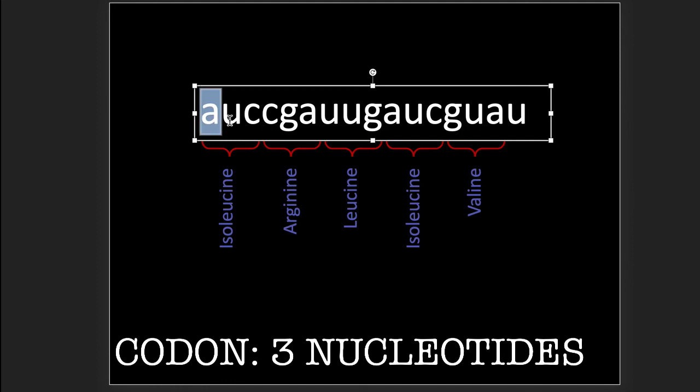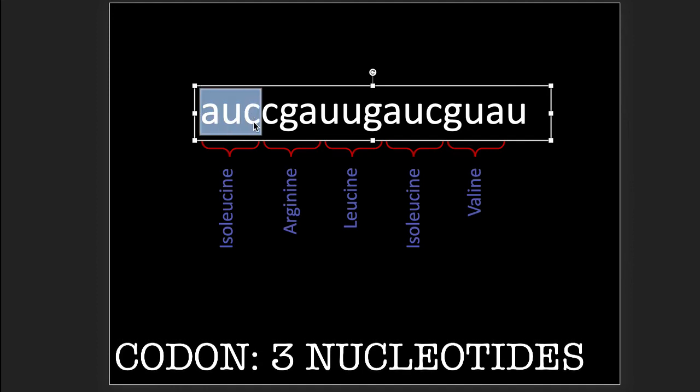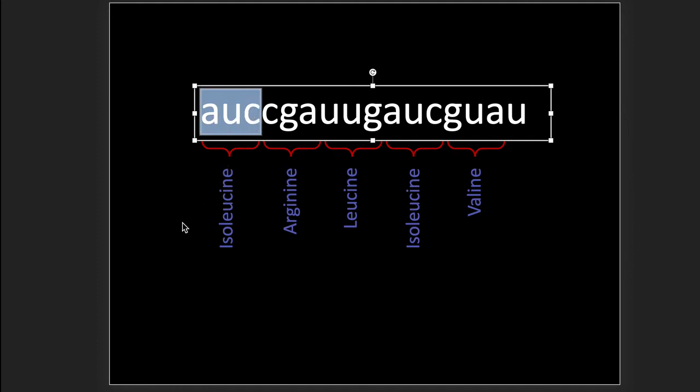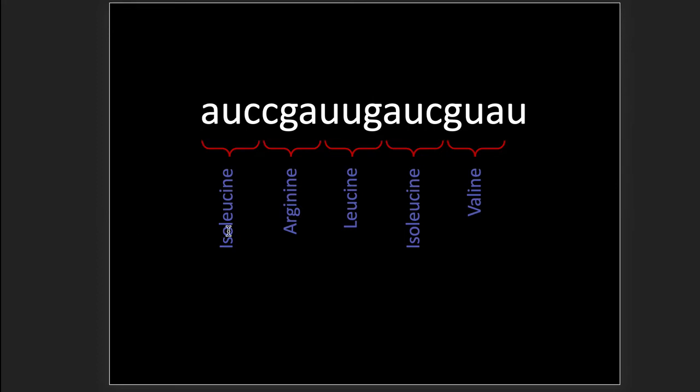You take 3 at a time, and that is going to be translated into an amino acid, in this case isoleucine. So AUC, adenine, uracil, cytosine, is interpreted by the ribosome as isoleucine. It'll end up grabbing an isoleucine from the environment and gluing that onto this chain of amino acids that it's building. The next one in this case, CGA, would be arginine, and then leucine, and so forth. So just an example there.